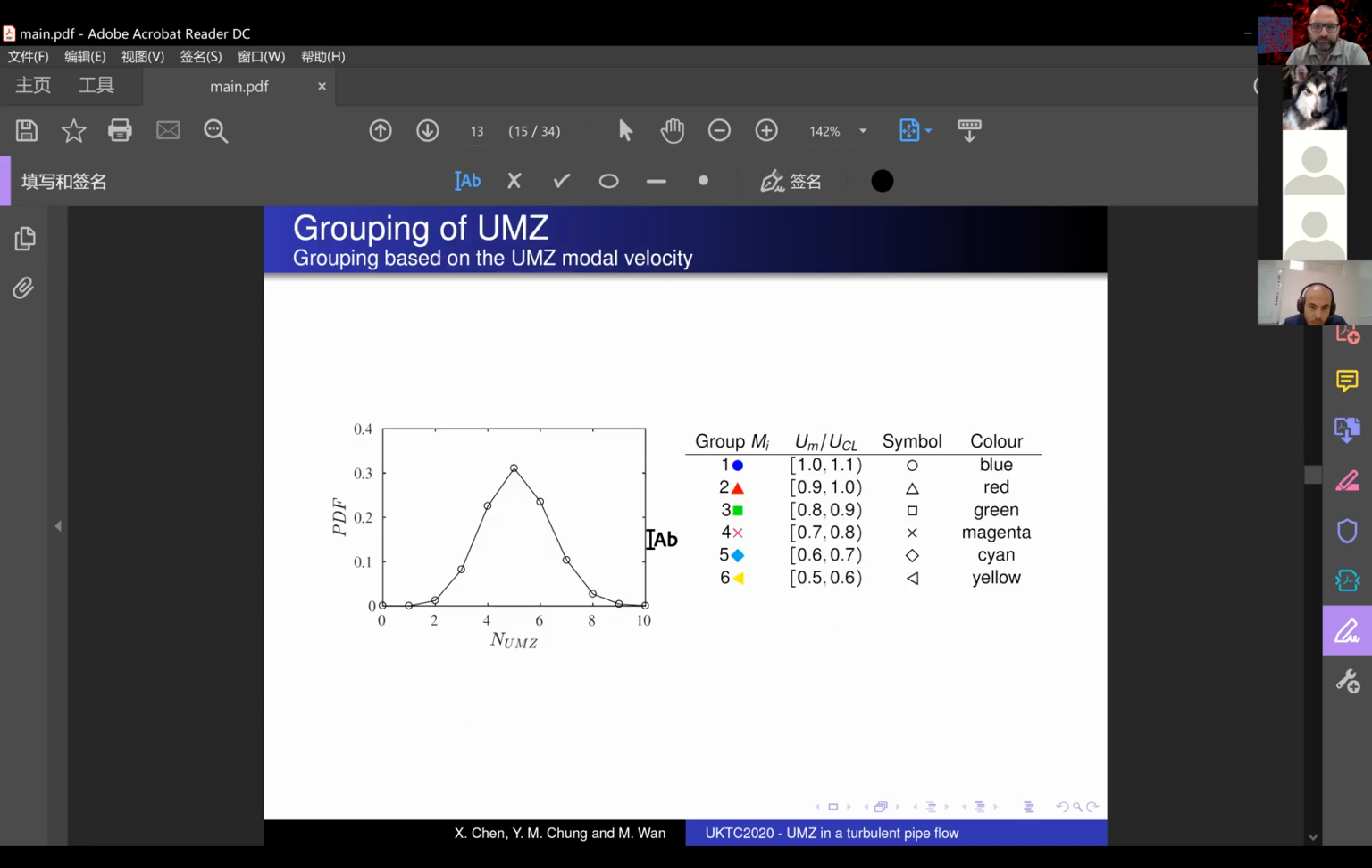So the histogram-based detection for uniform momentum zones is performed from all 3D snapshots over time, for a collection of instantaneous zones. The figure on the left is a PDF of the average number of zones locally, which is 5 on average. All these instantaneous zones are then grouped into 6 groups according to the velocity they are traveling at. Group 1 in blue has the fastest traveling zones, and group 6 in yellow has the slowest zones, which are naturally very close to the wall.